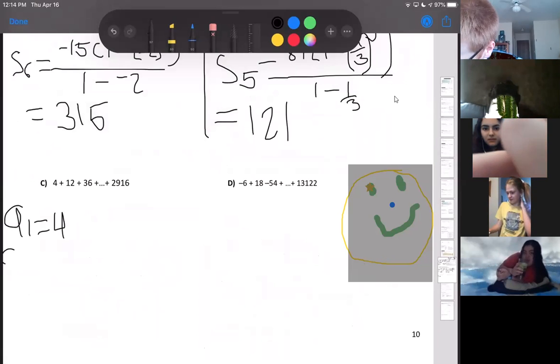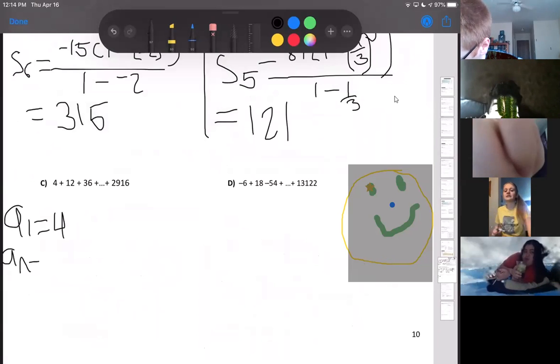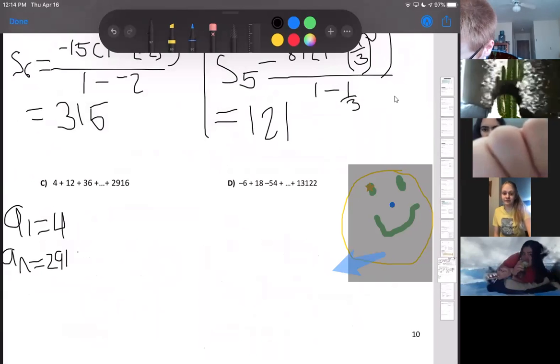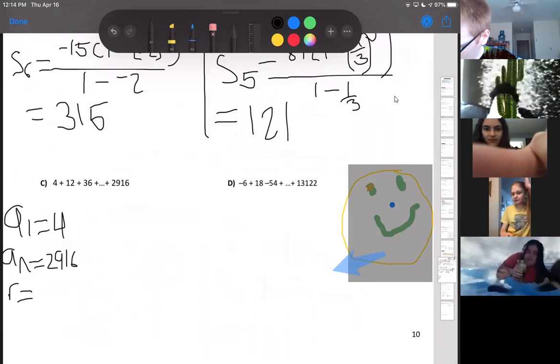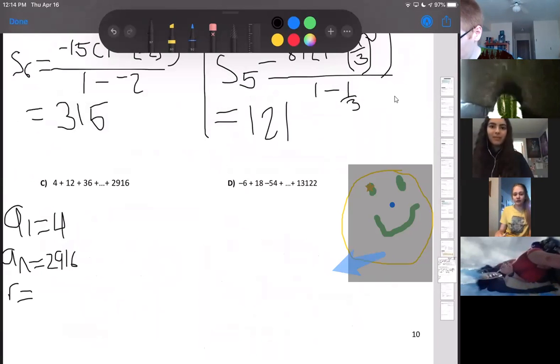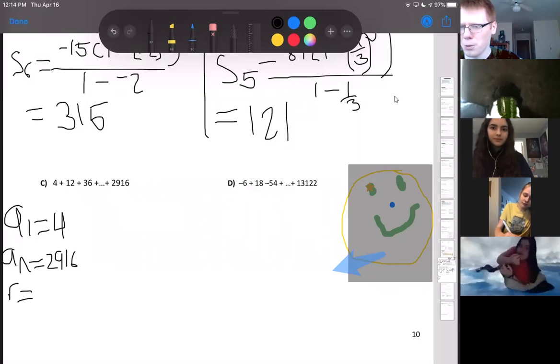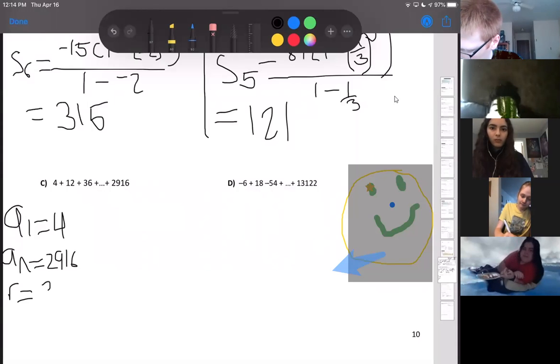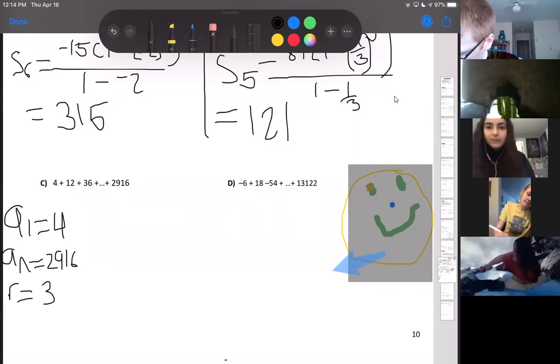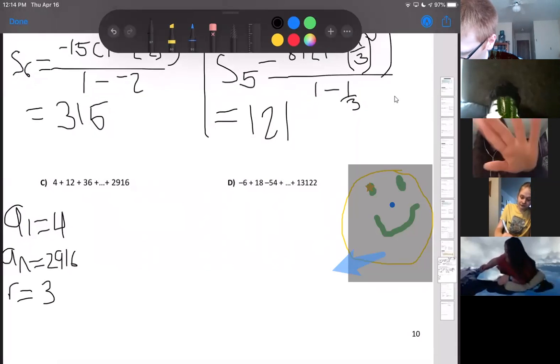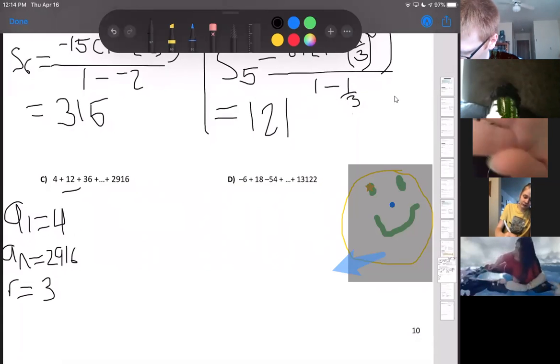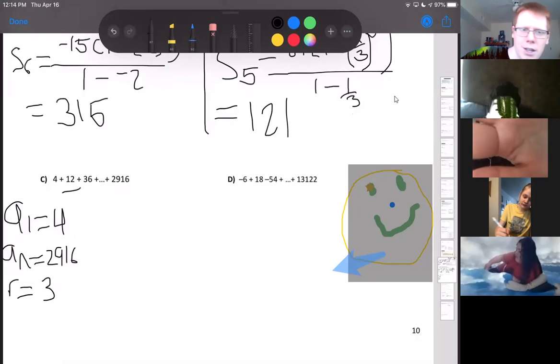You can pull out your last term. A of n is like your last term. And you can pull out your R. What's your ratio? Like, what's it multiplying each time to get to a new term? If you ever can't see it, remember you can always take the second term divided by the term that came before it. That would give you it.